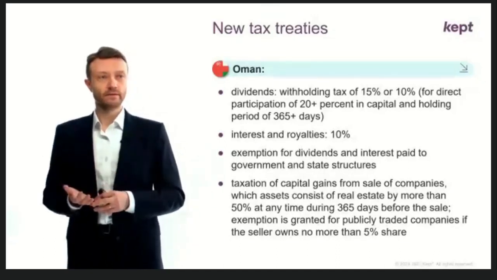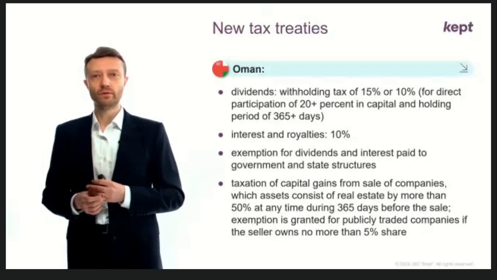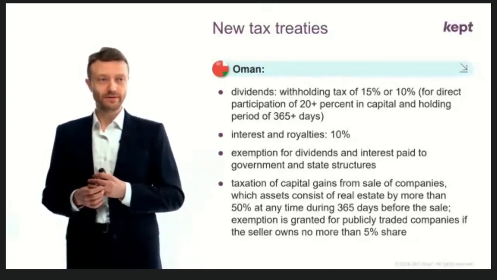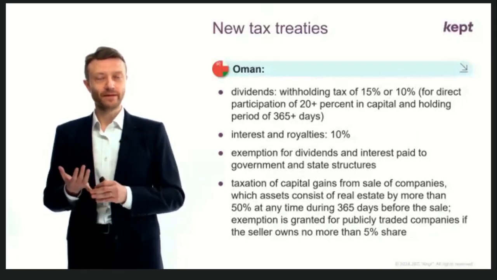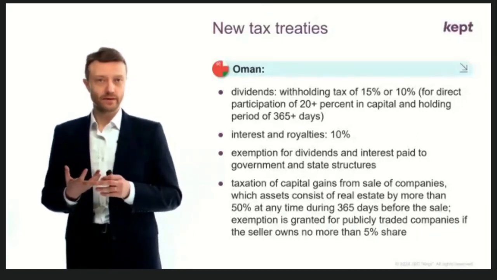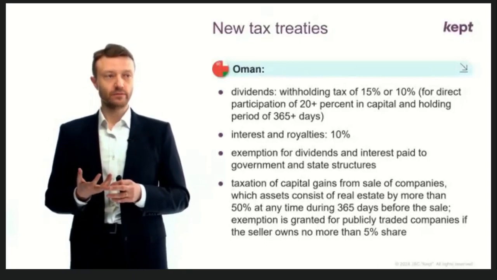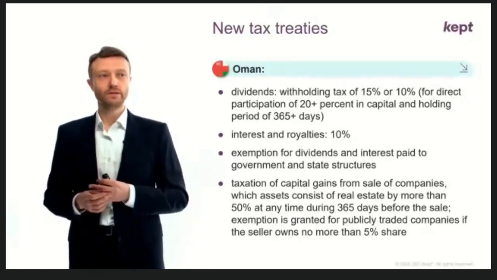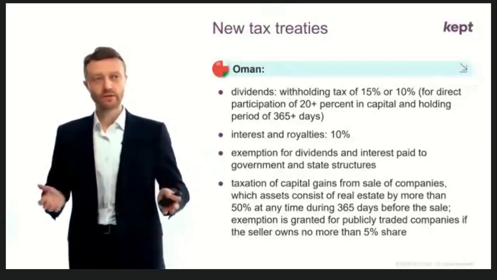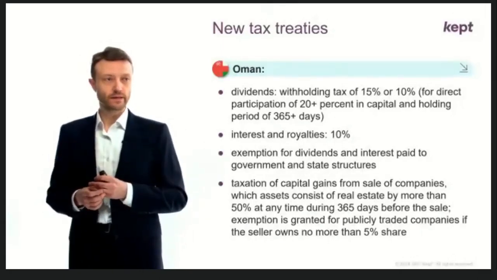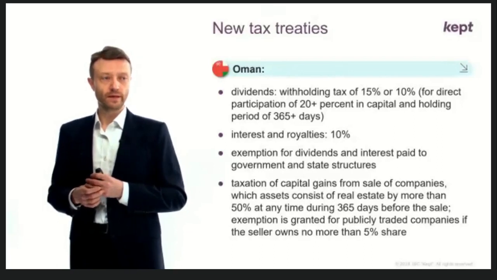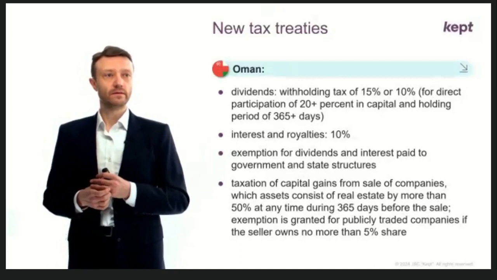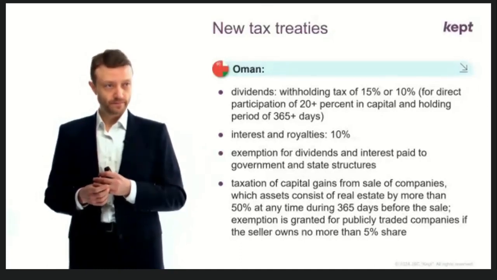Currently it is a policy to try to negotiate the so-called 10-10-10 rule, where interest, dividends, and royalties are subject to withholding tax at a rate of 10%, which is not the lowest rate possible. And we see more beneficial treaties, but the new approach that Russia takes to treaties is to apply a 10% withholding tax rate. And we see this happens with the treaty with Oman.